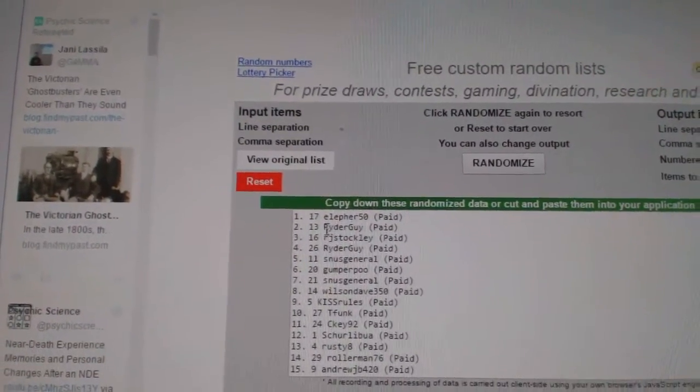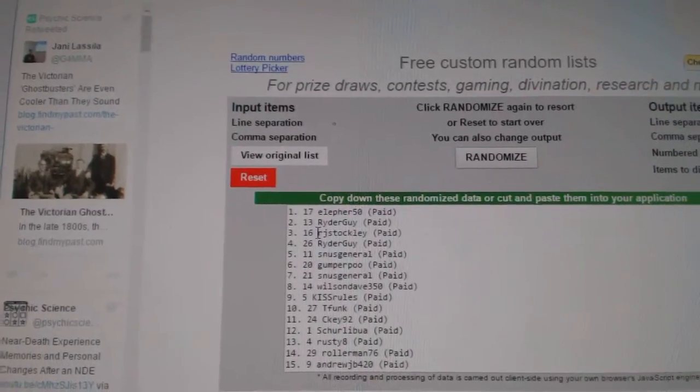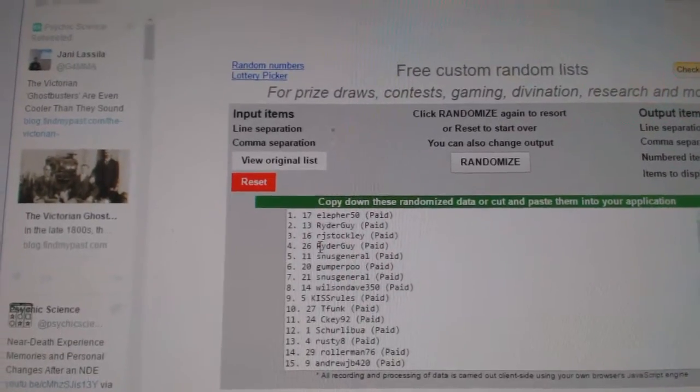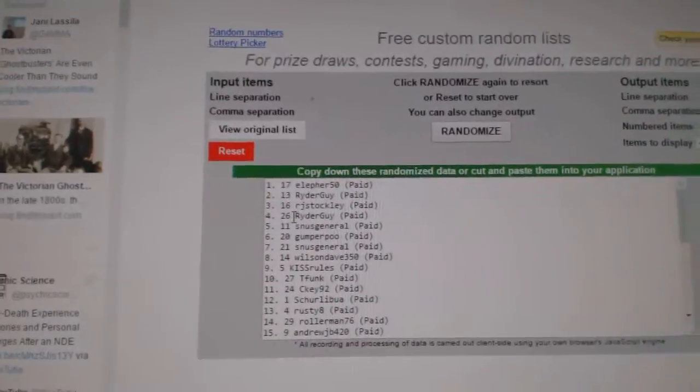Congratulations. Rider Guy wins the free spot. RJ Stockley wins the autograph rookie redemption. And Rider Guy wins the free spot again to the next group break.